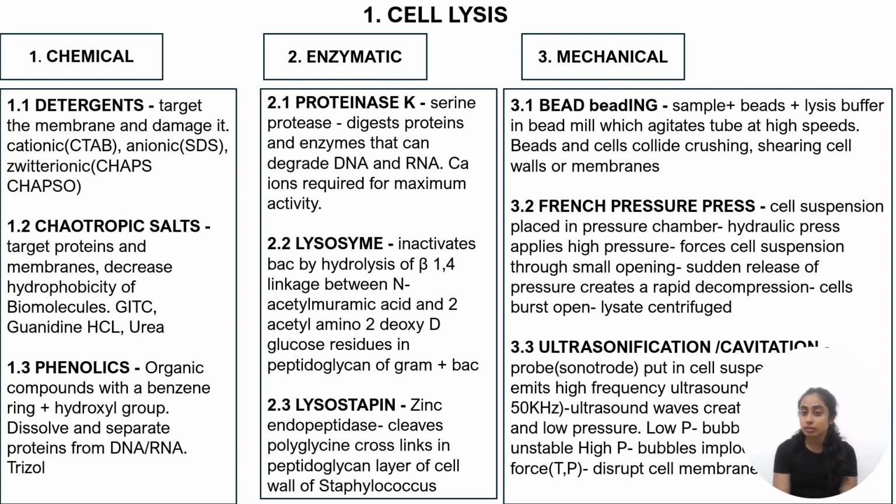Two, enzymatic. Here we use enzymes. For example, proteinase K, which is a serine protease that digests proteins and enzymes that can degrade DNA and RNA. So since we want to work with DNA and RNA, we want to preserve it. So anything that degrades DNA and RNA, we degrade it first. Calcium ions are required for maximum activity of proteinase K.